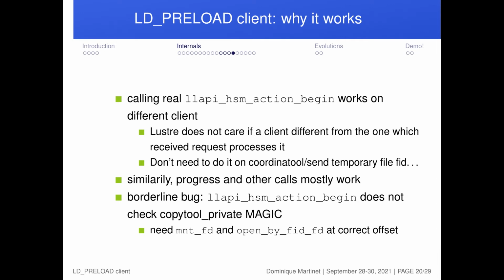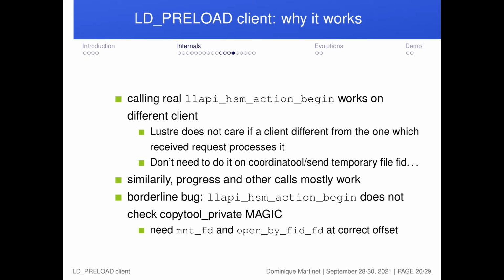So calling action begin actually works on a different client. Lustre doesn't care if the client is different between the one that receives the work from HSM receive and the one that actually does it. This is very good. I first thought that the Coordinatool would need to open and create a temporary file, send the temporary FID, then let the client do the work, and when the client is done, do the swap on the Coordinatool. It's not actually needed. That's very good.